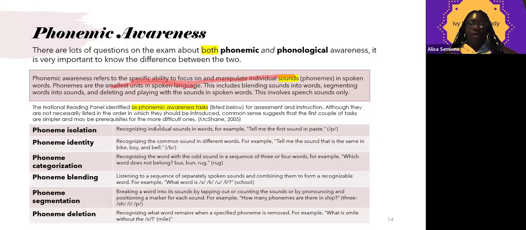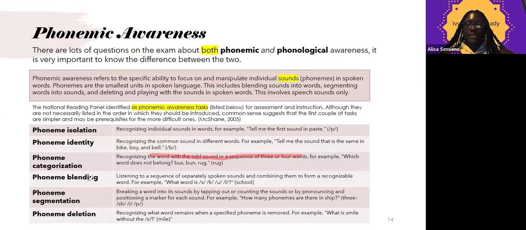Phoneme isolation, recognizing individual sounds in a word. For example, tell me the first sound in pace, and they'll say, right? And then we also have phoneme identity, recognizing the common sound in different words. For example, tell me the sound that is the same in boy, bike, and bill, and it's a B. Phoneme categorization, recognizing the word with the odd sound in a sequence of 3 or 4 words. For example, what word does not belong? Bus, bun, rug, they say rug.